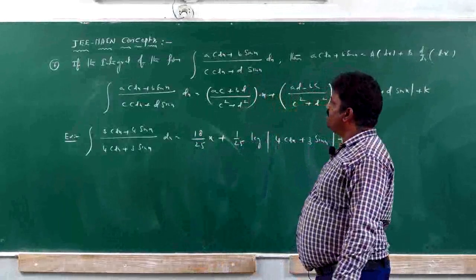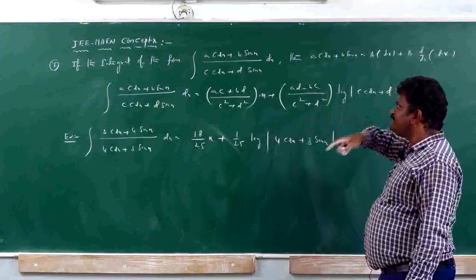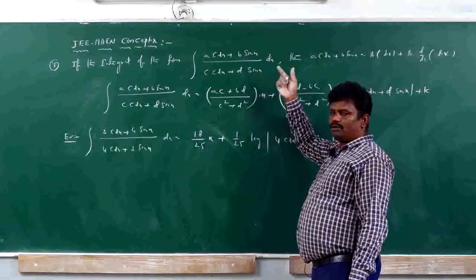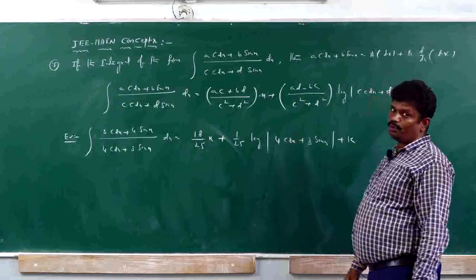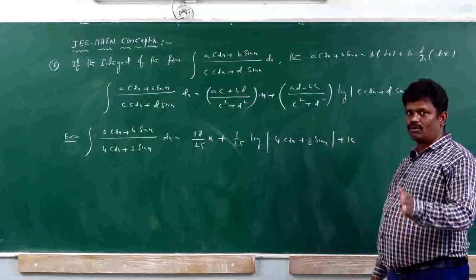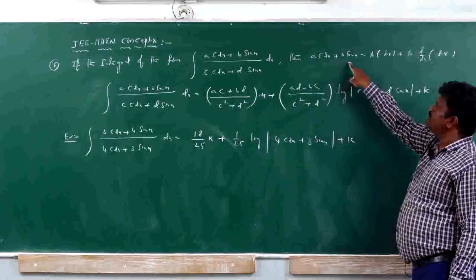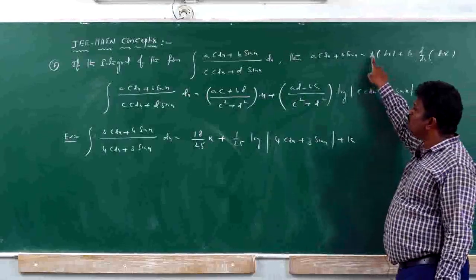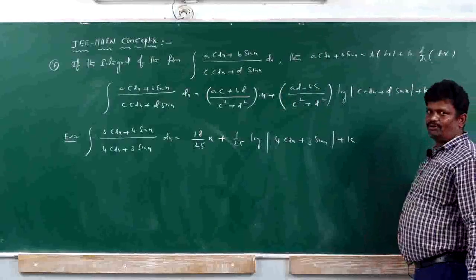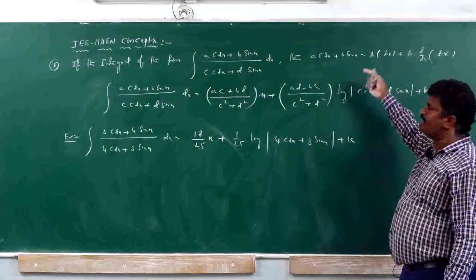Next, the seventh one: if the integral is of the form integral of (a cos x plus b sin x) by (c cos x plus d sin x) dx. Similar to the previous eighth point, integral of (px plus q) by (ax square plus bx plus c) dx, where the numerator is a into the derivative of the denominator plus b. Similarly here, the numerator a cos x plus b sin x equals a into the denominator plus b into the derivative of the denominator. Then we compare the coefficients of cos and sin and find the values.